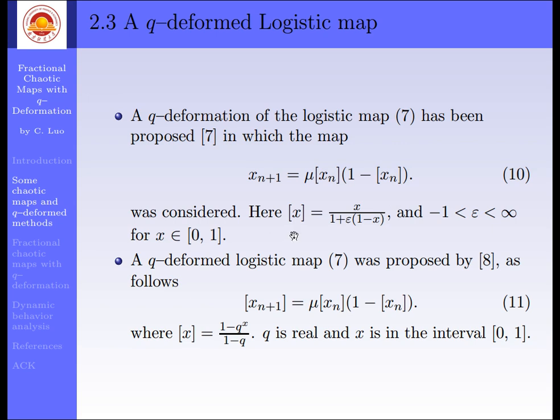Here, they choose the deformation of x. The x is equal to x divided by 1 plus epsilon times 1 minus x, and x belongs to the interval 0, 1. Another q-deformation logistic map was proposed by biology as follows.